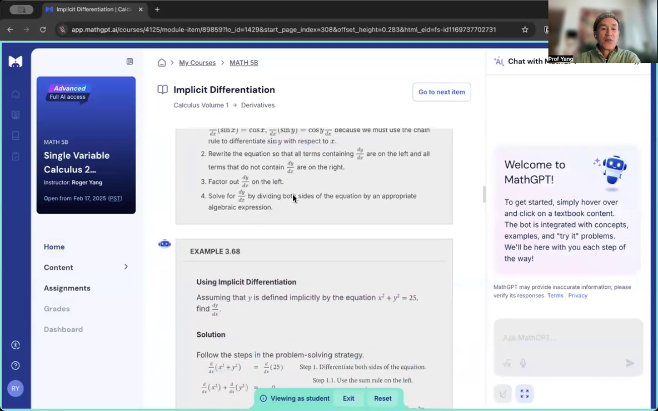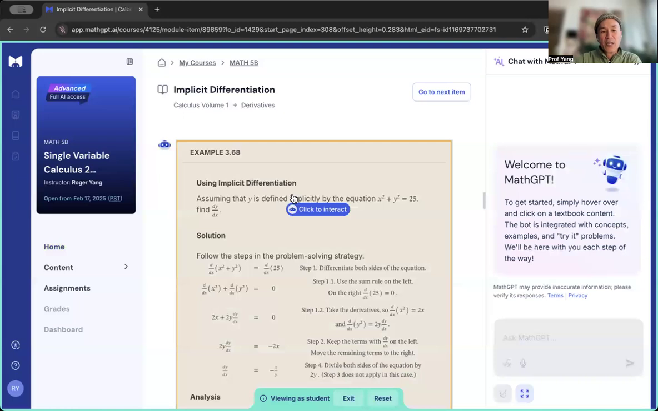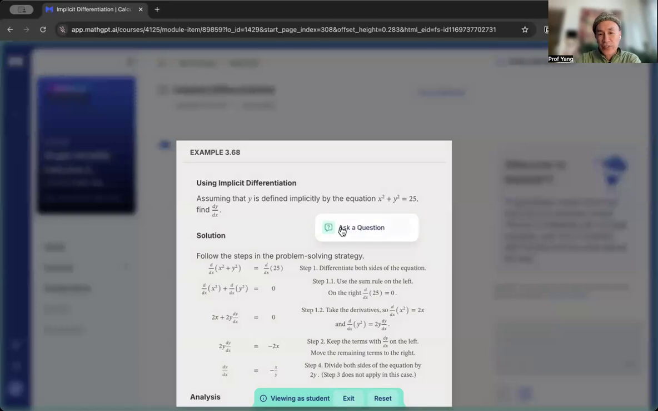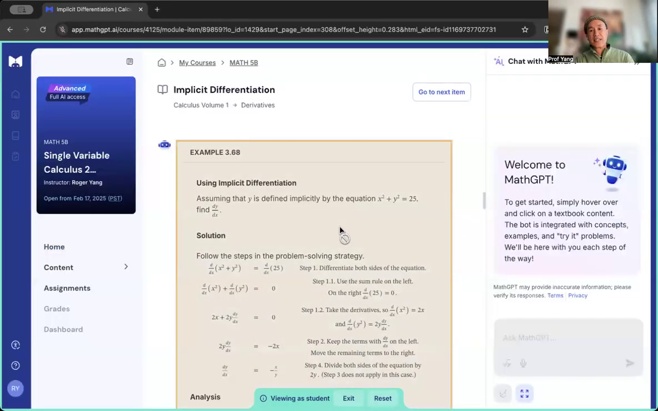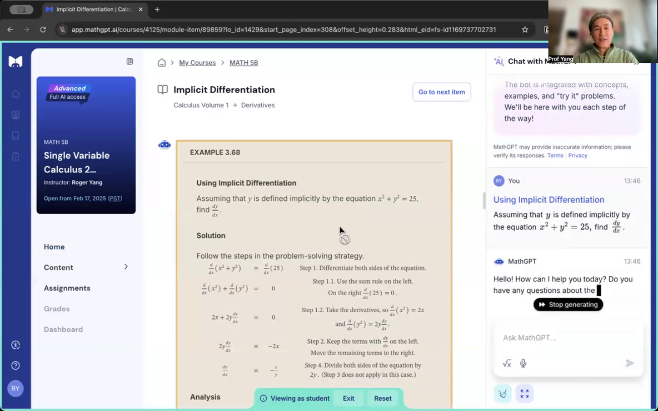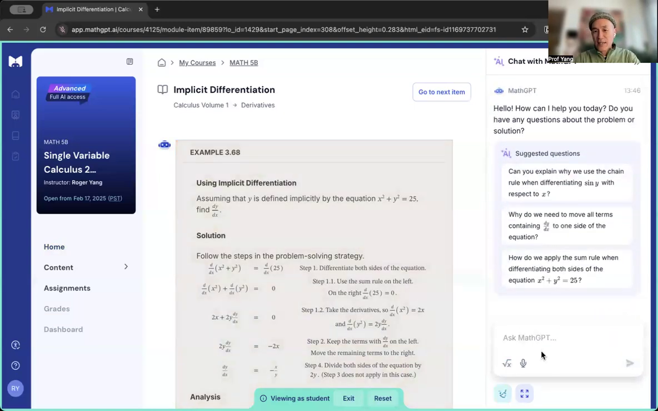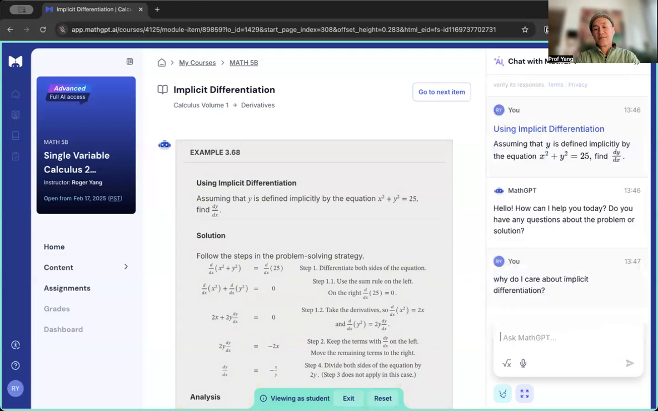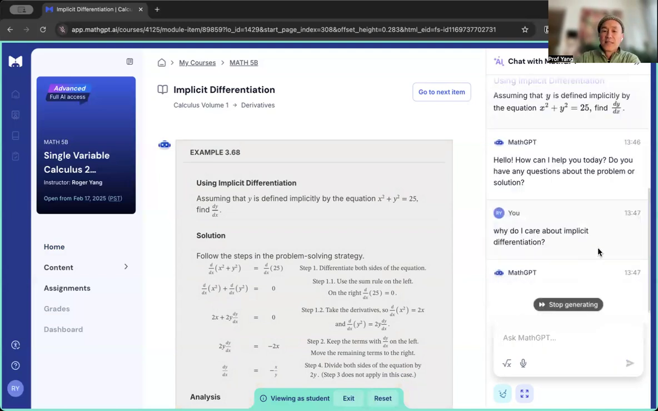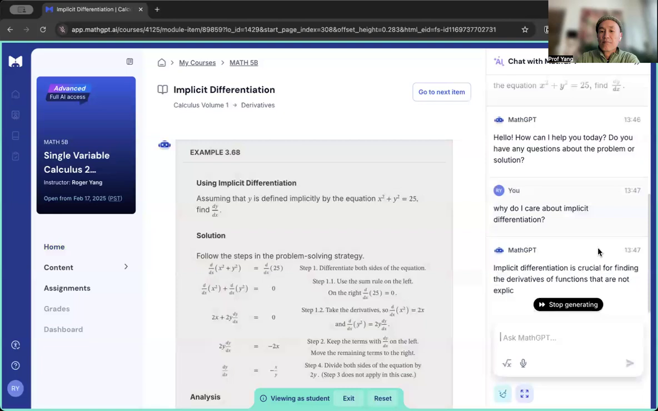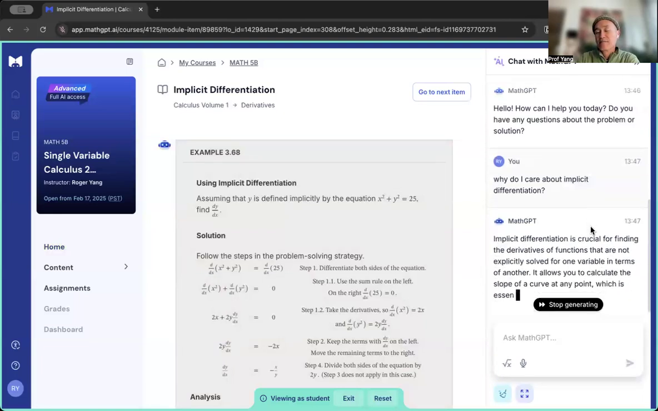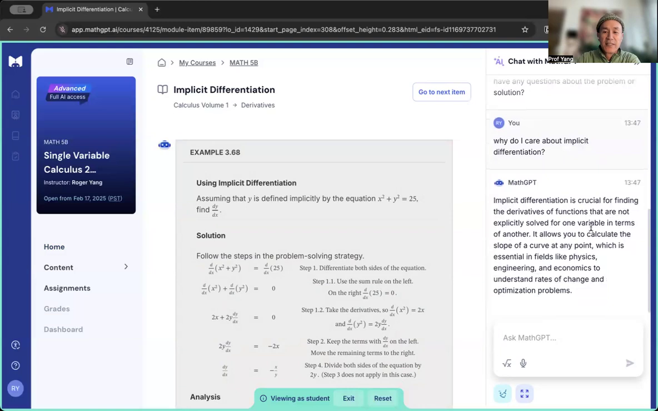If you look at this, there's an example over here. So I could click to interact with this and I could ask it questions, right? So I could ask it a question like, I don't know, what could I ask? Why do I care about implicit differentiation? And then it'll give you some sort of an explanation.